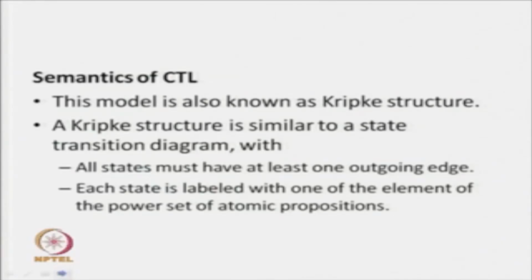So, we are going to define it over a Kripke structure, and if you look into the behavior of the Kripke structure, you will find that it is very much similar to a state transition diagram. It is a state transition diagram with 2 restrictions. One is that all states must have at least one outgoing edge, that means every state must have a successor state, and secondly, we have a labeling function. The states will be labeled by the atomic propositions that are true there. Okay, we will just see one example, then it will be clear.